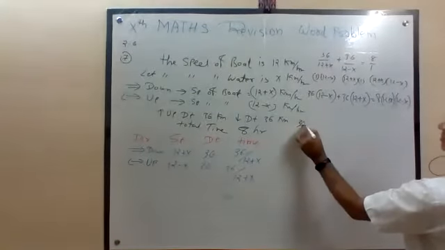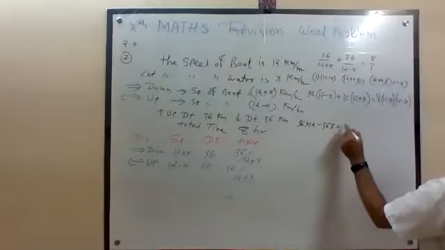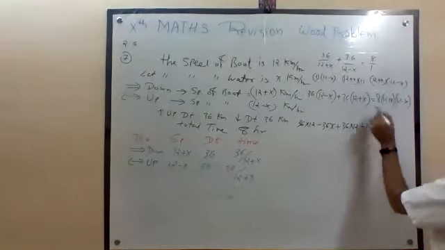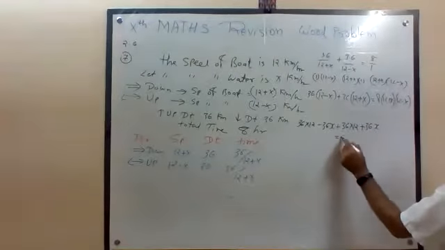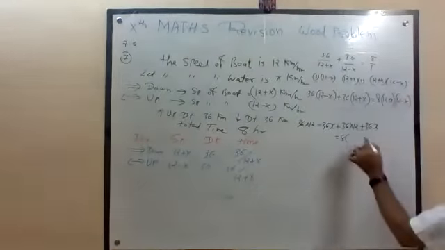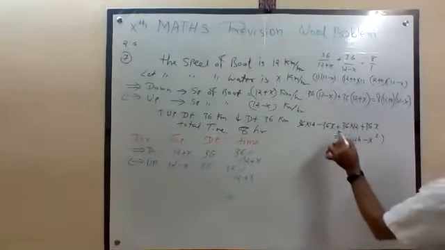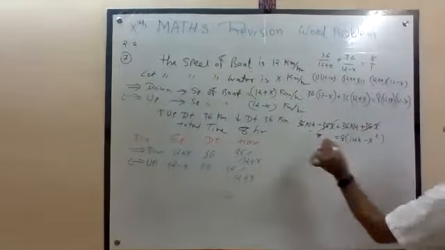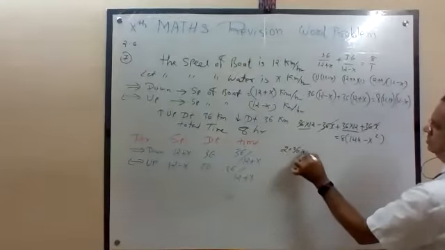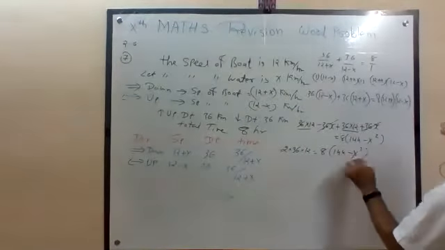Multiply: 36 into 12 minus 36x plus 36 into 12 plus 36x. Now what is this? a plus b times a minus b means a square minus b square. a square means 12 square, b square means x square. Now 36x minus 36x is 0. This and this, 2 times 36 into 12 is equal to 8 times 144 minus x square.